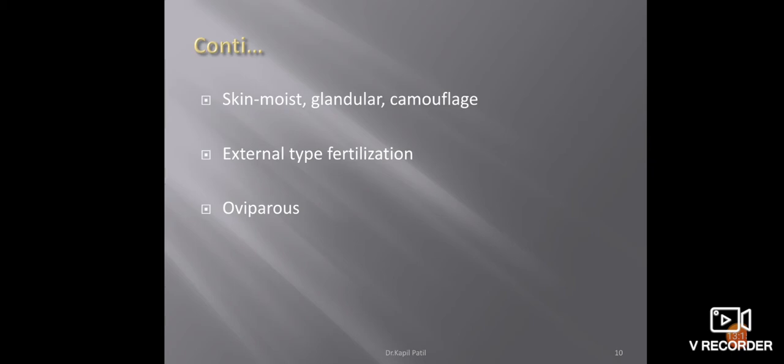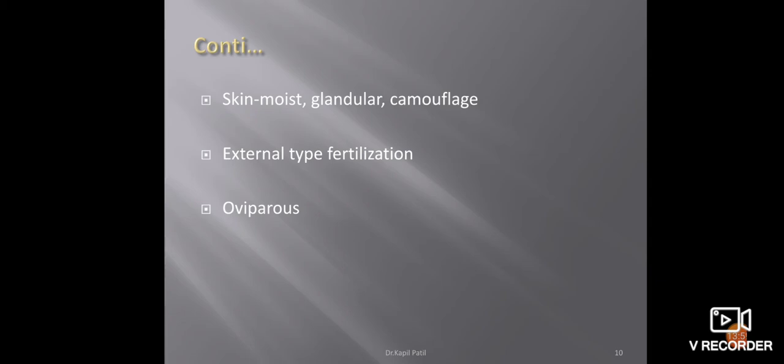Their skin is loosely attached to the body, moist, glandular. Camouflage is found in the frog. Without doubt, the frog is a master of camouflage. It's a defensive mechanism. In this case, animals hide themselves and protect from enemies, as they easily match with the surroundings. That helps for protection, and it also helps to approach the prey.